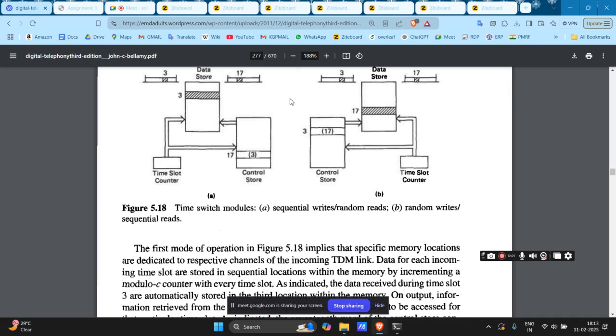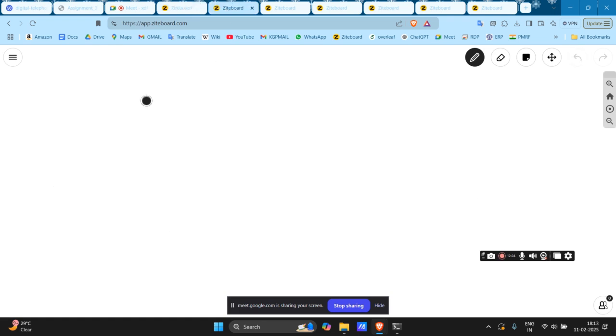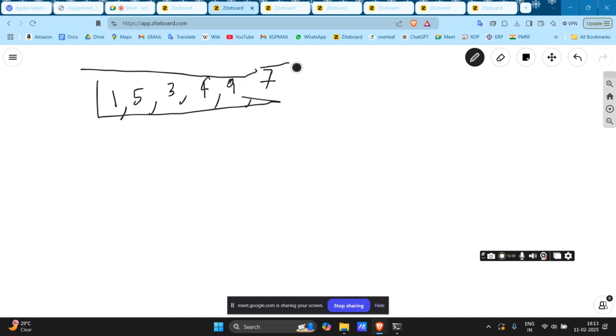Because if we do a sequential write, then whatever data comes first, so the first slot will come first, say, then the 5th slot comes, then the 3rd slot comes, then the 4th slot comes, then the 9th slot comes, then the 7th slot comes, like that it is coming. So they are getting stored like this only. So the 1 is getting stored in the first slot, but 5 is getting stored in the second slot. Okay, so 5 is getting stored in the second memory slot. Here it is memory slot, and here it is data. So 5 is getting stored in the second memory slot, and 3 is getting stored in the third memory slot, but 9 is getting stored in the fifth memory slot.